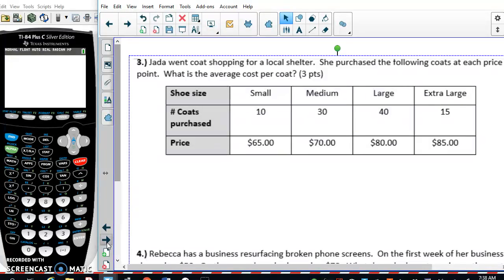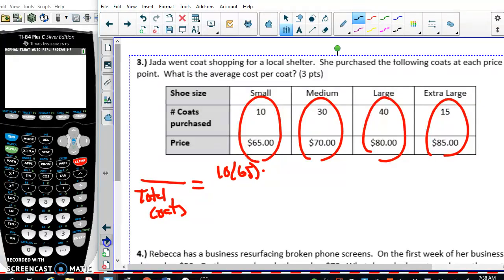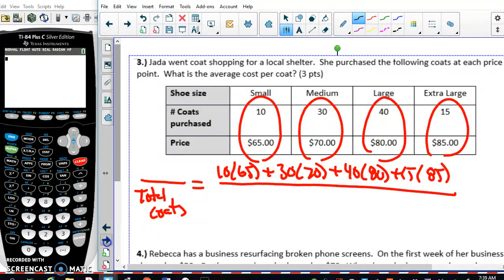So question number 3, we have 2 weighted average problems. So here you have to figure out how much money does she spend in total, and then divide that by the total coats. To figure this out, you would have 10 times 65 plus 30 times 70 plus 40 times 80 plus 15 times 85. And you're going to divide that by the total number of coats.